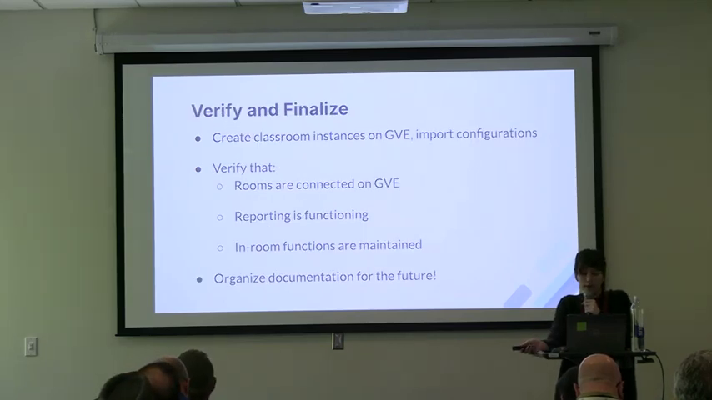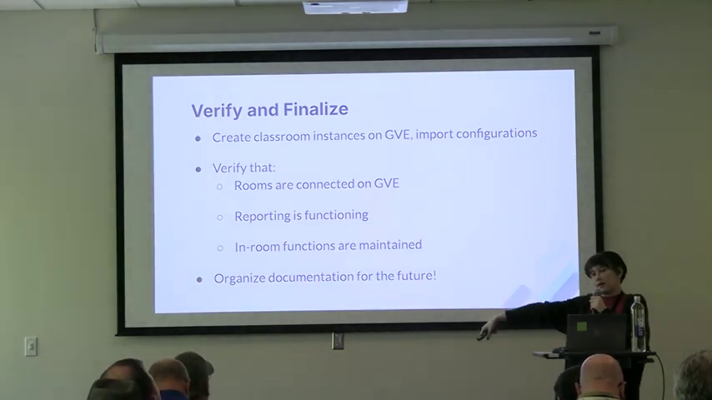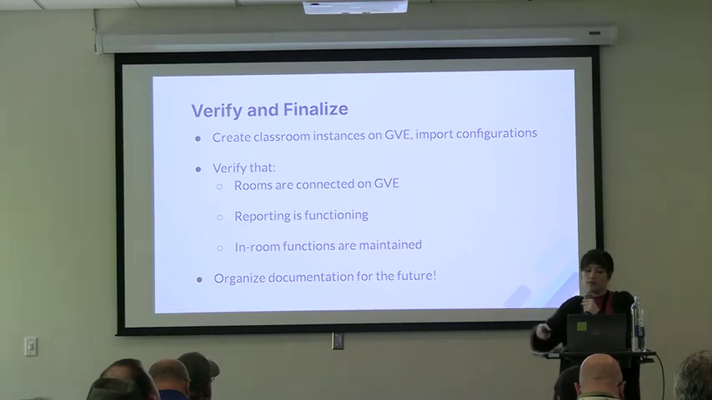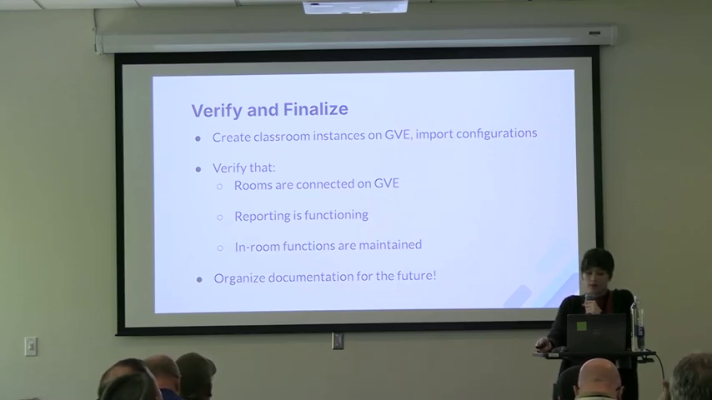Once the changes had been made and a modified file uploaded, we created a classroom instance for the room on GVE. That was on the side, the location tree. You have to create an instance for that, and connect each processor to its instance. And finally, we tested to make sure that it all worked, that each classroom's in-room functionalities were maintained through the change, and that GVE was showing reports for that room as the input was changed.